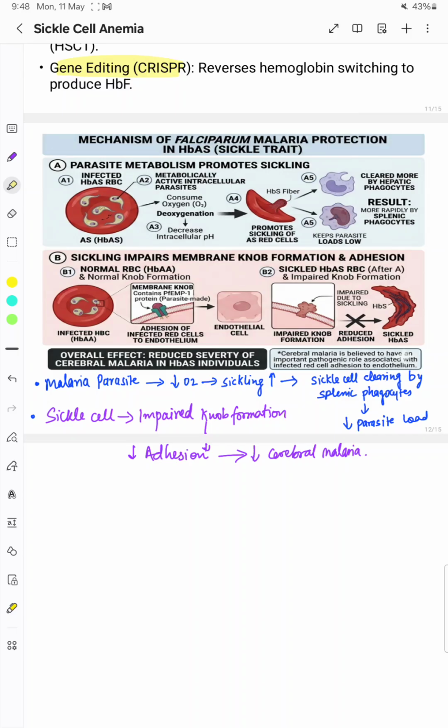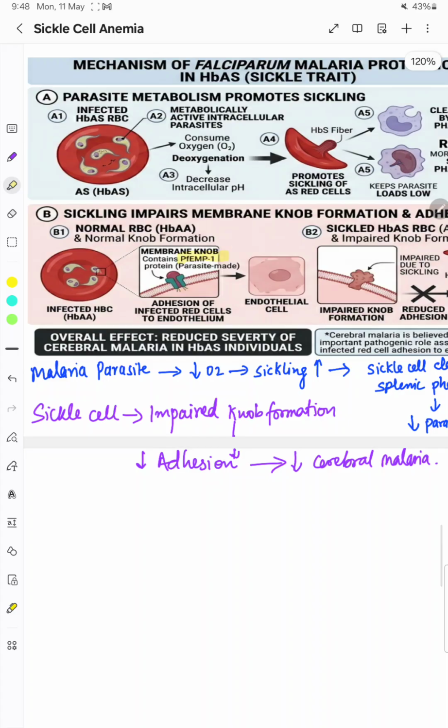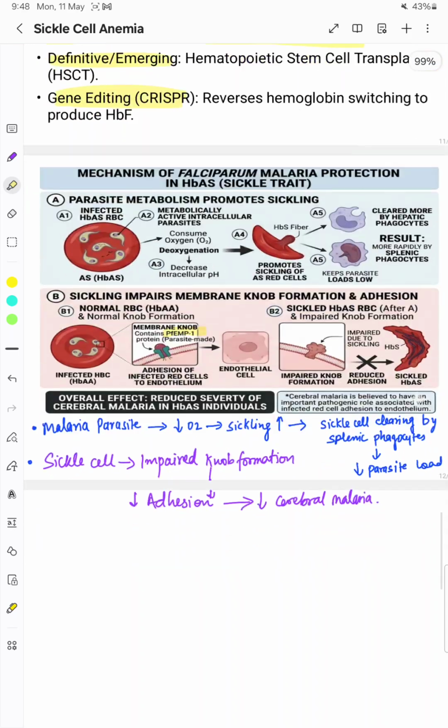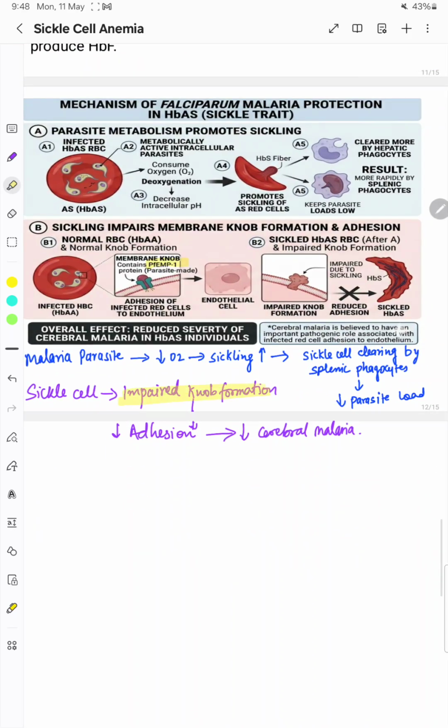And the second mechanism is that normally RBCs, with the help of PfEMP1 protein, which is a parasite-made protein, form a membrane knob which increases the adhesion of these RBCs to the endothelium of cerebral vessels. But in sickle cell there is impaired knob formation, which ultimately decreases the adhesion of these RBCs or sickle cells and decreases the risk of development of cerebral malaria.